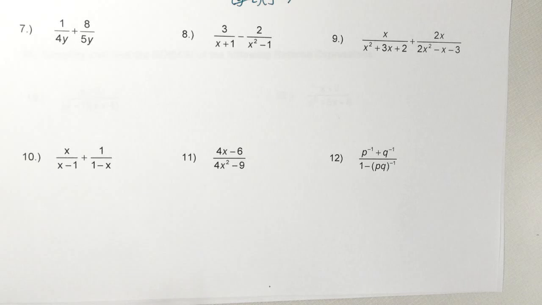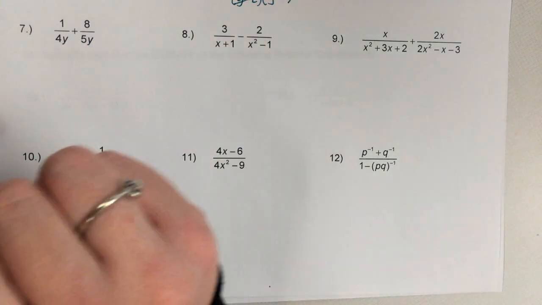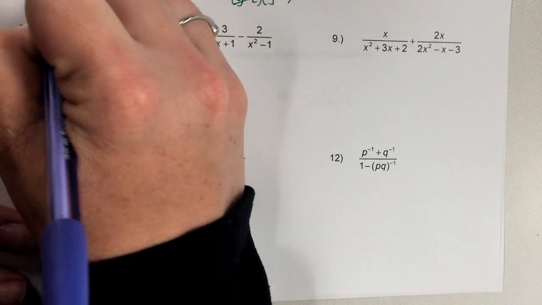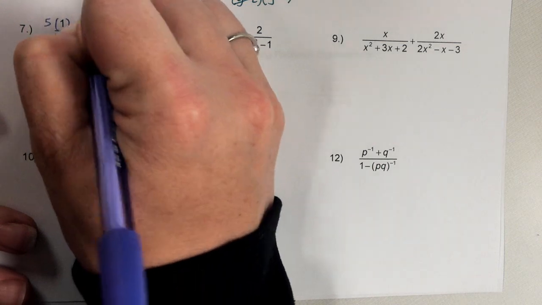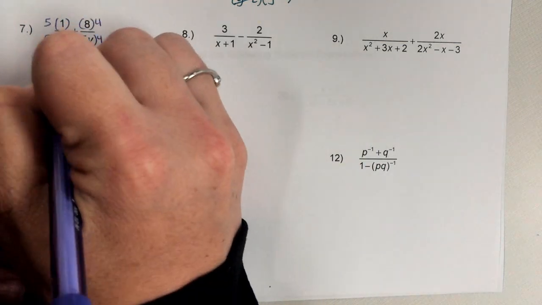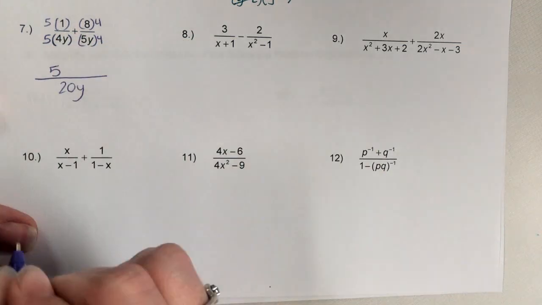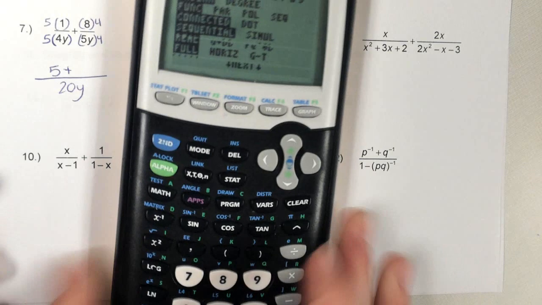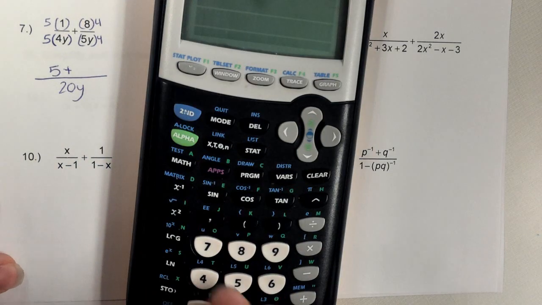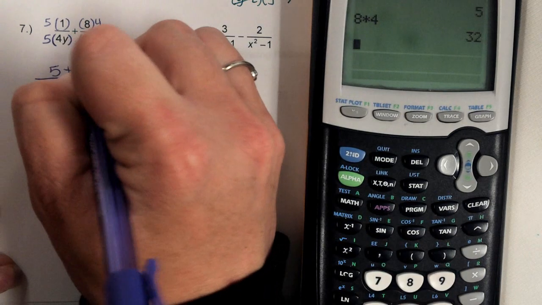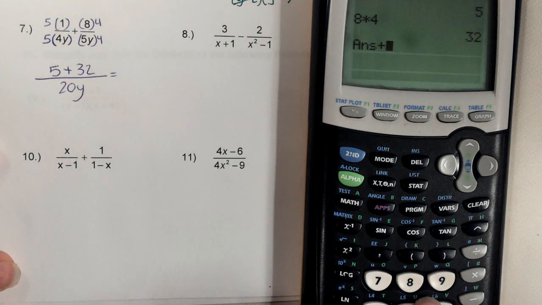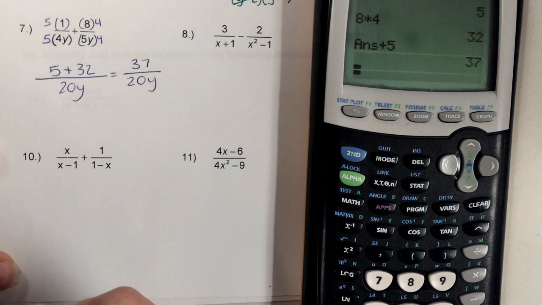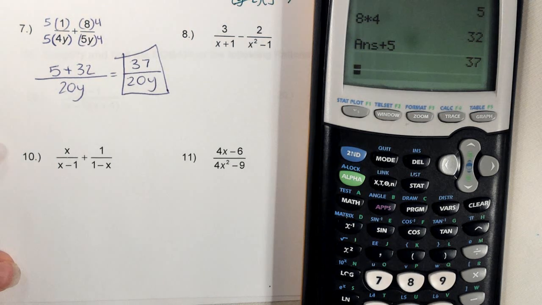Okay, this is adding, so we have to have a common denominator. Well, they both already have a y. What can 4 and 5 turn into? Which would be 20. So I'm going to multiply this side by 5, and this side by 4. And I end up with 20 y's everywhere on the bottom, plus 8 times 4 is 32. I don't know why I'm second guessing myself. That's right. So then I get 32 plus 5, which is 37 over 20y, which does not simplify.